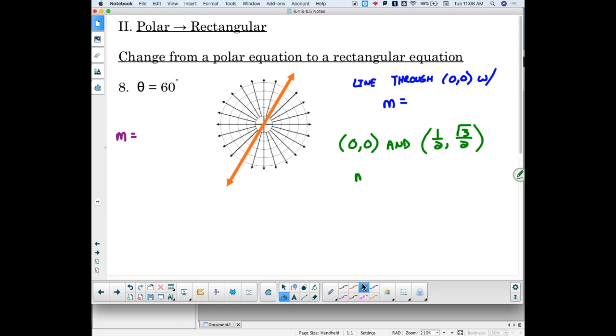So my slope here is going to be the square root of 3 over 2 minus 0 over 1/2 minus 0. Yes. Okay. So that's the square root of 3 over 2 divided by 1/2, which is what? Square root of 3. So the slope of my line is the square root of 3.